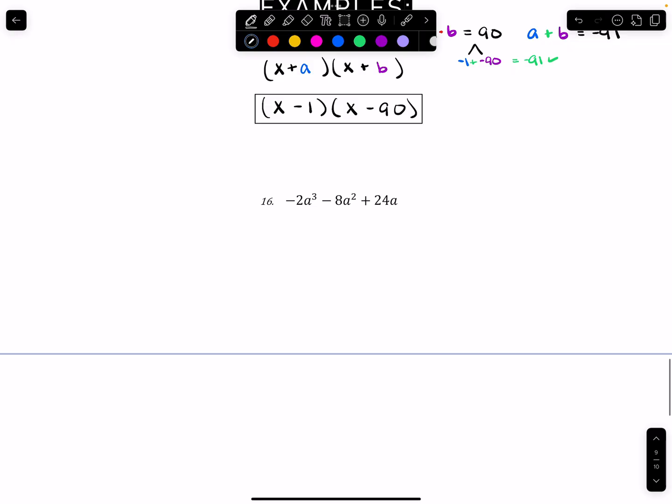Last guy, first things first, is there anything all three of those have in common? The answer is yes, a 2 and an A, and we're even going to pull out a negative. Why? Because that highest power term is negative, and we know life is easier when it's a positive. So I'm going to pull out a negative 2A. Remember what we're really doing? We're dividing everything inside there by 2A then. And not just 2A, negative 2A, right?